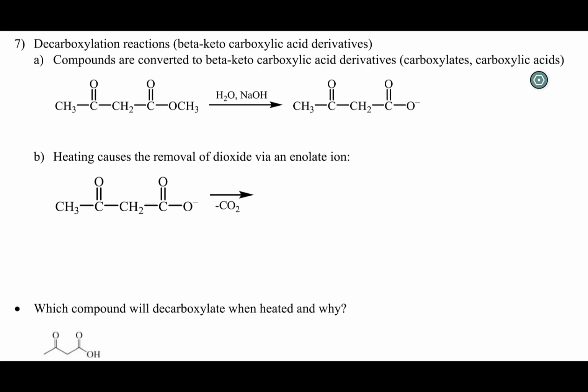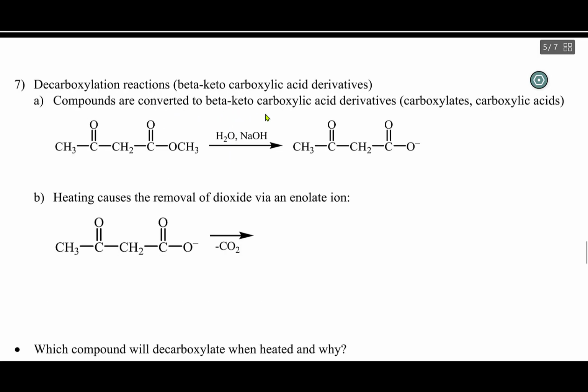So to start with, we take a beta keto ester. Well, that's what we have here. This is a product of an aldol reaction. That's this guy here. Oh, I could use my green pointer. That's my beta keto ester, and I treat it in water and sodium hydroxide, and that removes the OCH3 group.